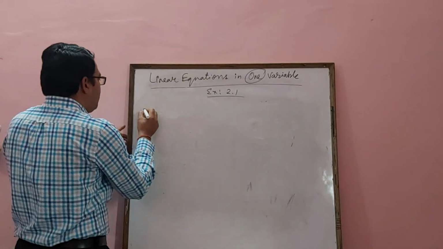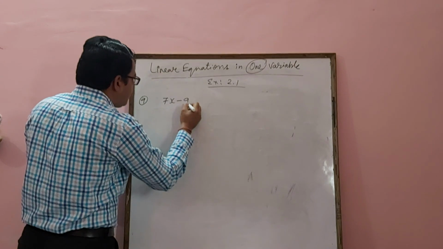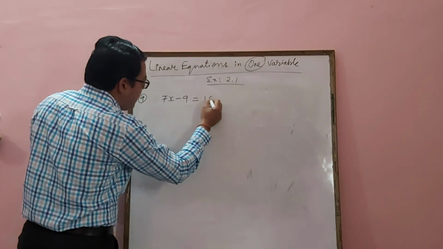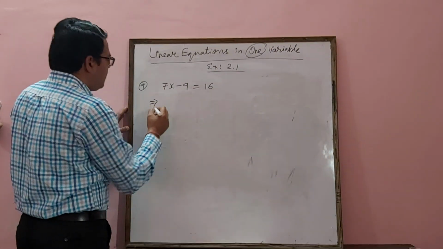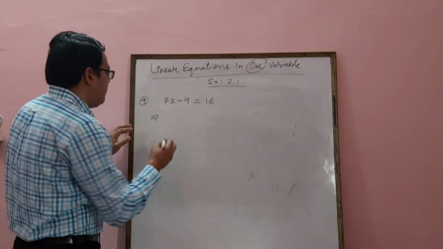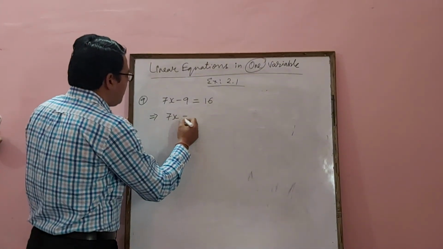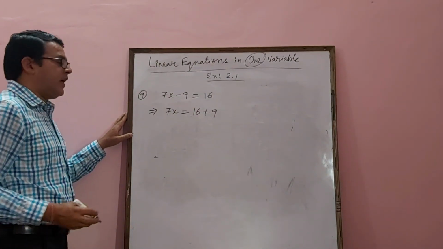Question number 9 I am solving now. The question is 7x minus 9 equals 16. What do we have to do first? We have to shift this minus 9 to the right hand side. How can we shift it? After changing the sign, we can write it as 16 plus 9.